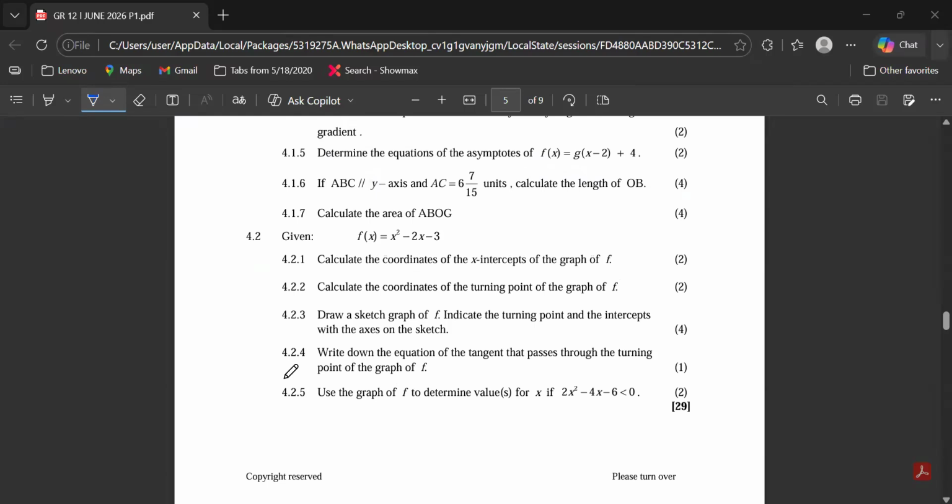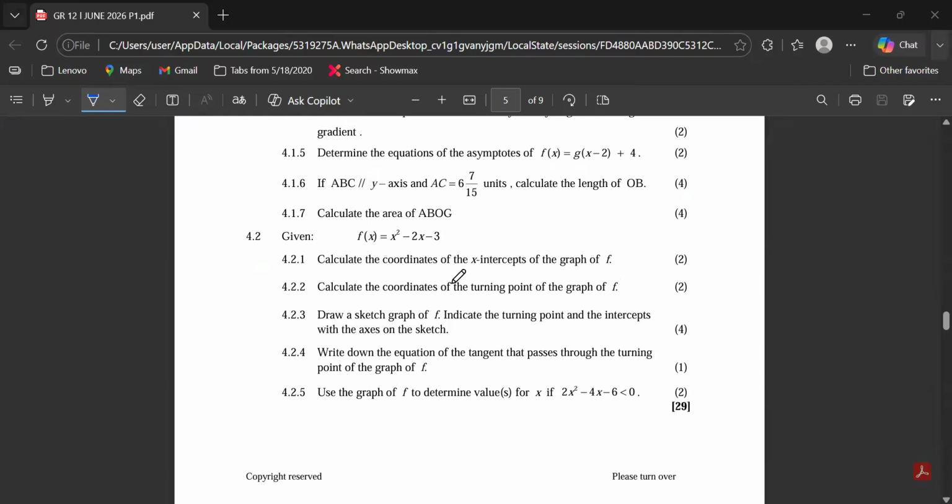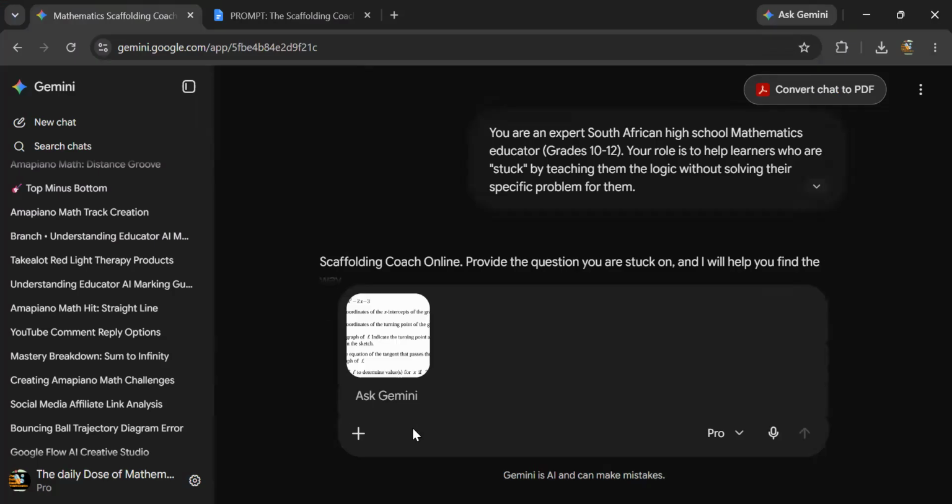On your attachment, just say scaffold. We're doing 4.2.5. That means we are only doing 4.2.5. So we want it to scaffold only 4.2.5.